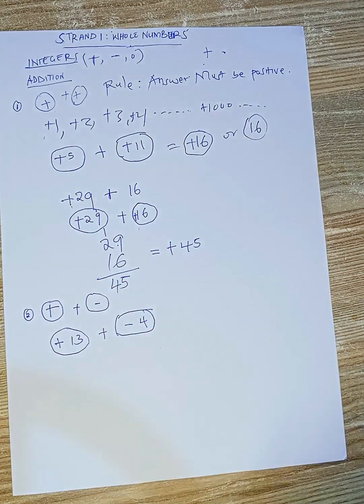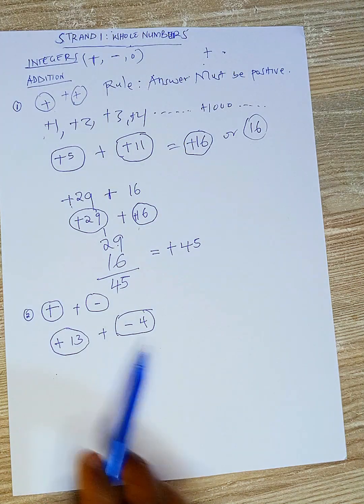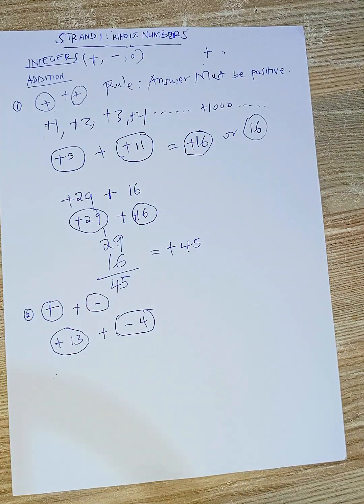When you add a positive integer to a negative integer, it's just the same as taking the bigger number and subtracting the smaller number. It's subtracting the smaller number from the larger number, then giving your answer the sign of the larger number.